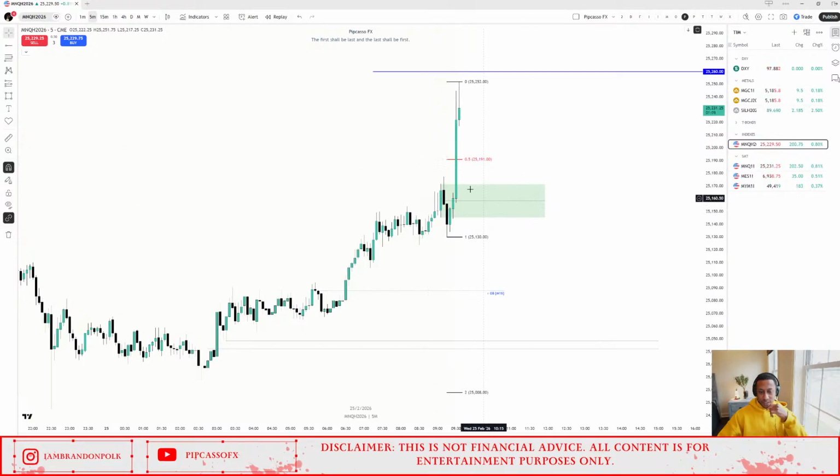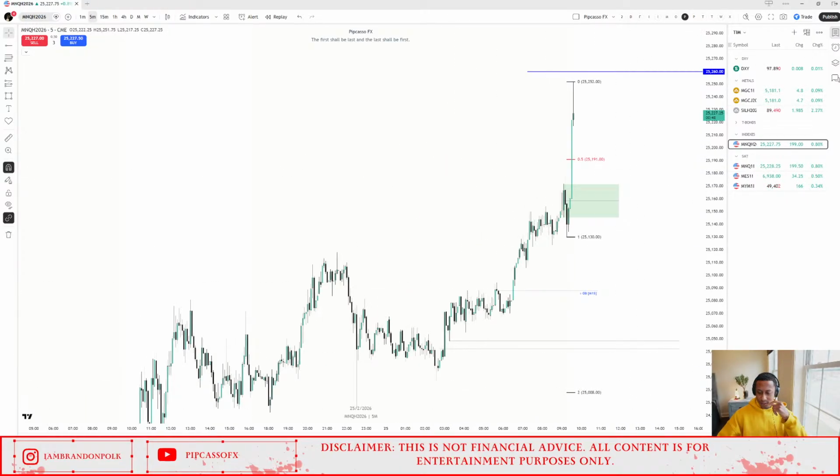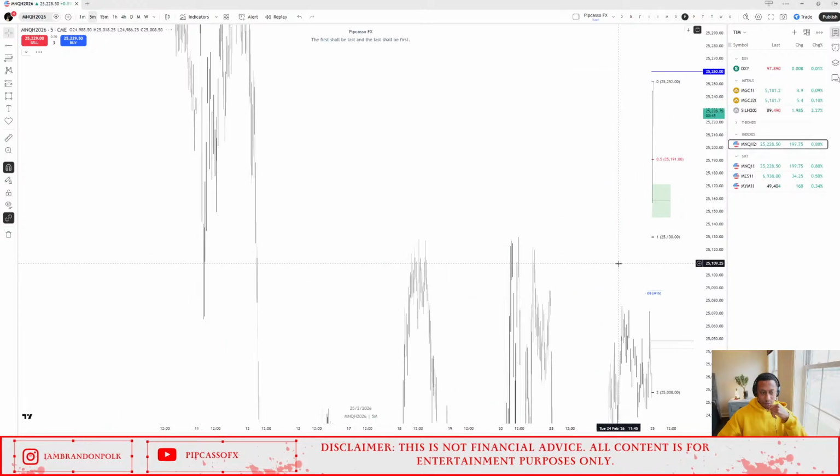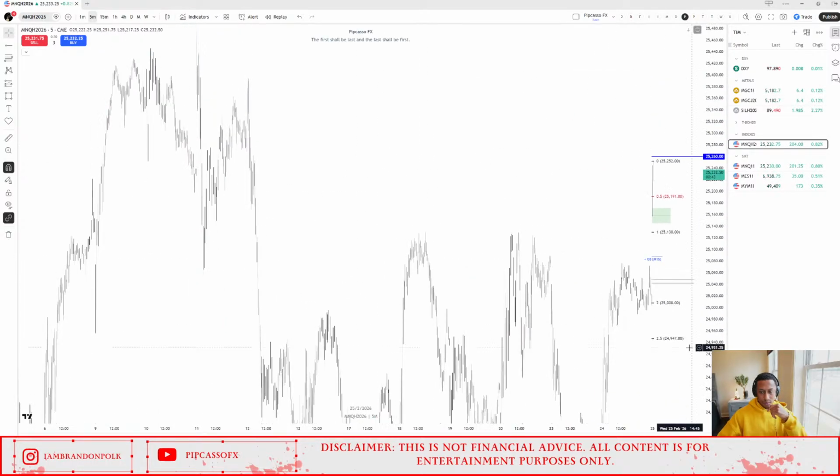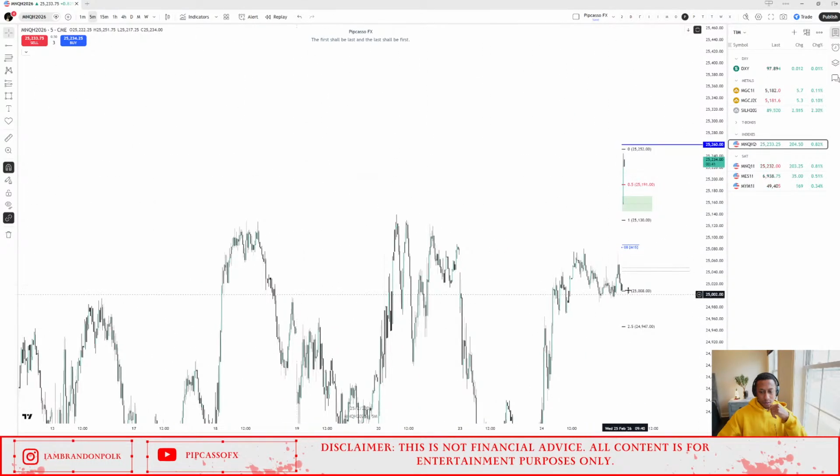But yeah, it needs to come back down here. Let me just check the news. Yeah, I didn't throw anything in. Hold up. Let's look. Look at this gap. That's a huge gap.